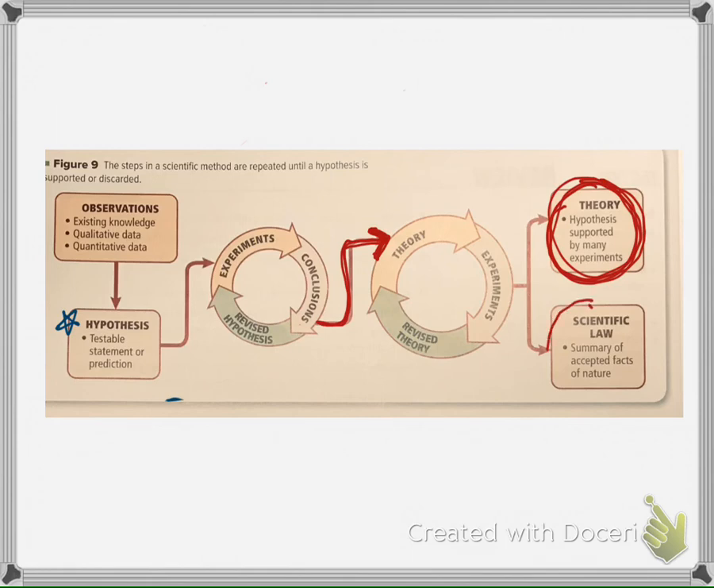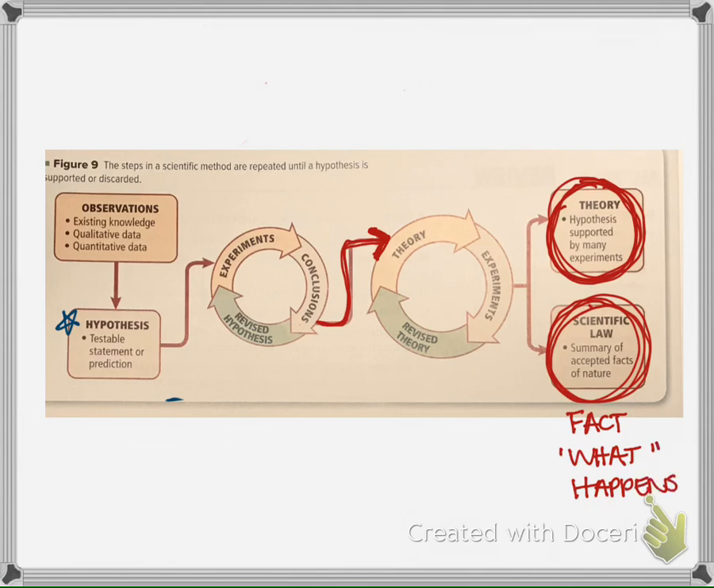Now, after time, you will come up with something known as a scientific law, and a law is basically just a summary of accepted facts of nature. So the difference between a theory and a law is that a law is a fact. It's what happens. It's the what that happens. The tomato plants would not be a law, but if we were to say, for example, that acceleration due to gravity is 9.8 meters per second squared, that's a fact, okay?